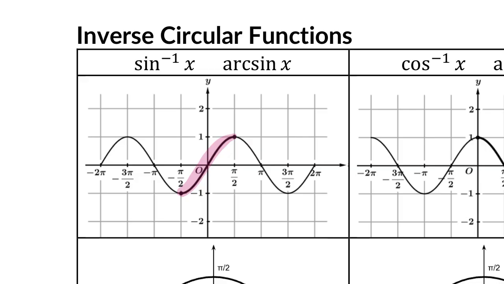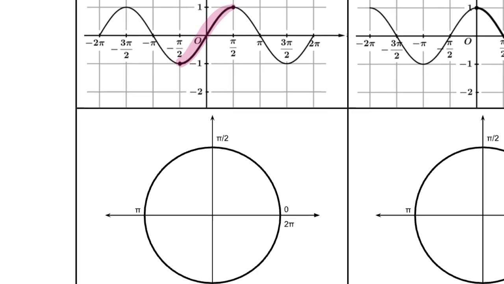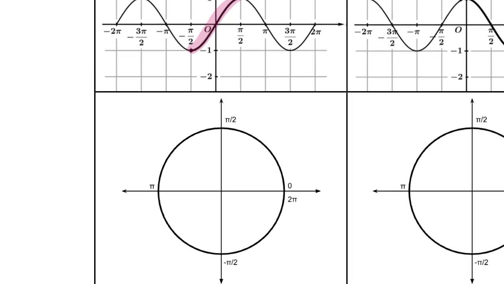So if we only draw the sine function between negative pi over 2 and pi over 2, so only looking at that little red section right there, well, it's pink, does this now pass the horizontal line test? Yes. So what we have then learned is that for inverse sine or arc sine, we are only allowed to find values on our unit circle between negative pi over 2 and pi over 2.